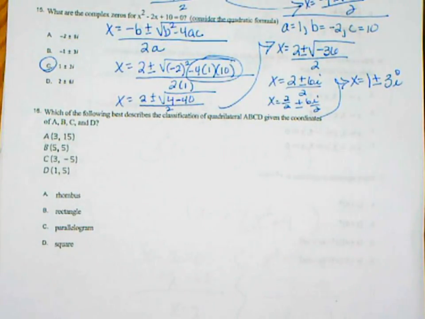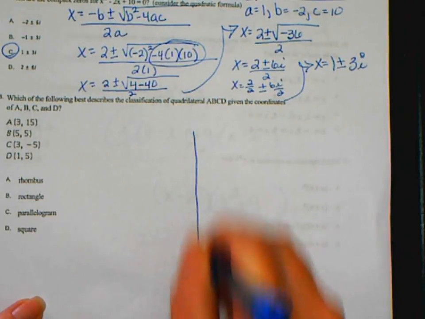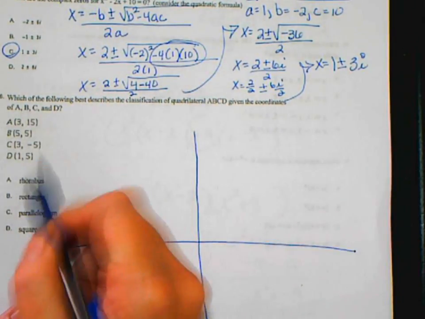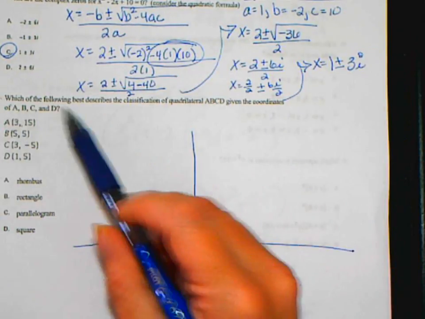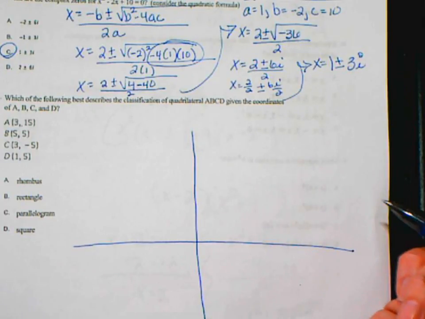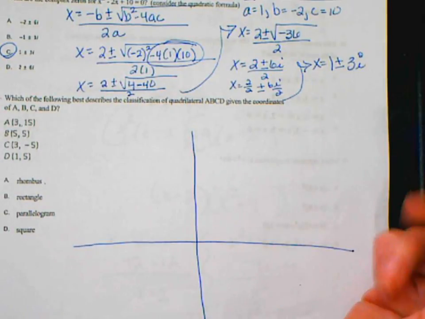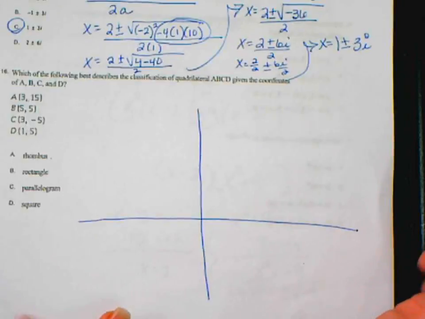It says, which of the following best describes the classification of quadrilateral ABCD given the coordinates of A, B, C, and D? Okay, this one you should probably put some more effort in than I did. I kind of did a quick sketch of these ordered pairs because they are all points on the quadrilateral. A quadrilateral has how many sides? 4, right? So there's several 4-sided figures. A rhombus is 4-sided, a rectangle is 4-sided, a parallelogram, a square, they're all 4-sided, right? So from geometry, you've got to know some of this stuff.